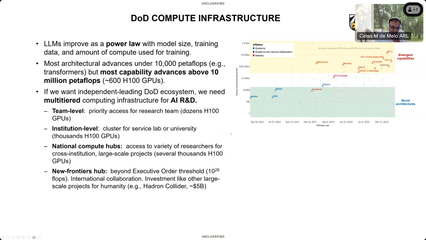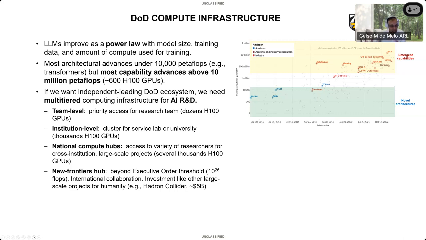So this is a proposal for a multi-tiered computing infrastructure for AI research and development, different levels. At the team level, that would be the lower level. We want teams to be able to do experimentation. Maybe 30 H100 GPUs or something like that. Then you go bigger, maybe at institution level, that's perhaps a service lab or a university or something like that. You want maybe a few hundreds. It says here thousands. This was an original set of numbers. I think hundreds is probably more adequate.